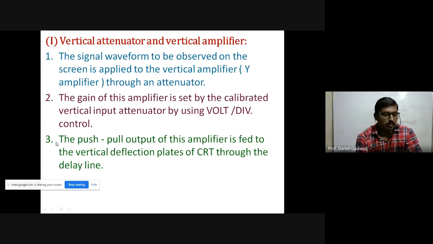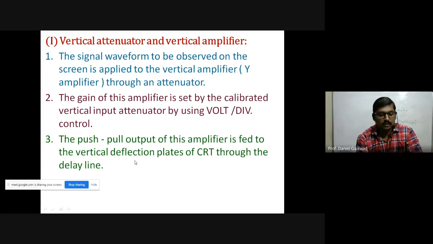Now number third: the push-pull output of this amplifier is fed to the vertical deflection plate of the CRT through the delay line. Now this push-pull output of the amplifier is fed to the vertical deflection plate of the CRT through the delay line.